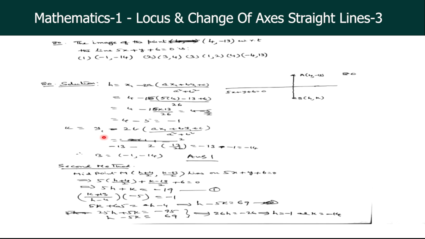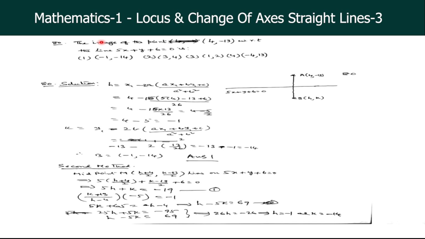And k is equal to y1 minus 2b into (ax1 plus by1 plus c) by (a square plus b square), which is nothing but minus 13 minus 2 into 13 by 26, that is minus 13 minus 1, minus 14. So therefore, the image of (4, minus 13) in the line is nothing but (minus 1, minus 14). So (minus 1, minus 14) means option number 1. Correct option is option number 1.